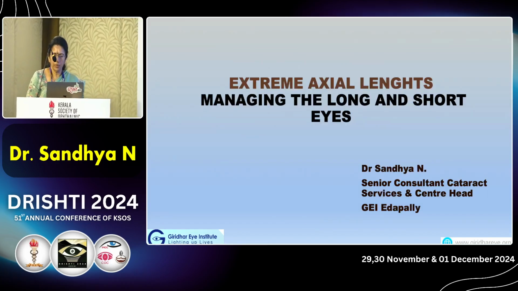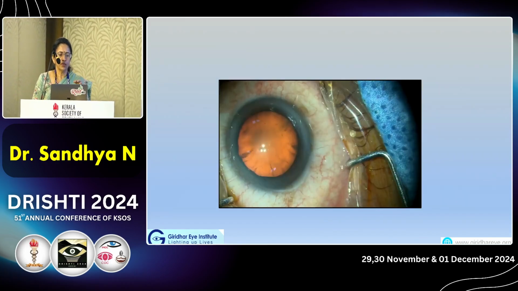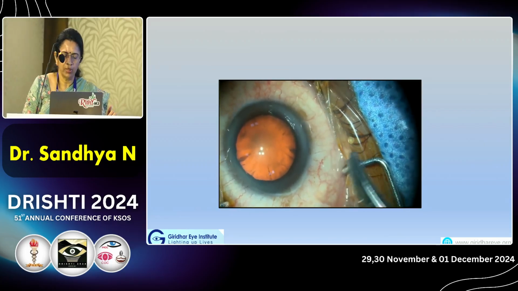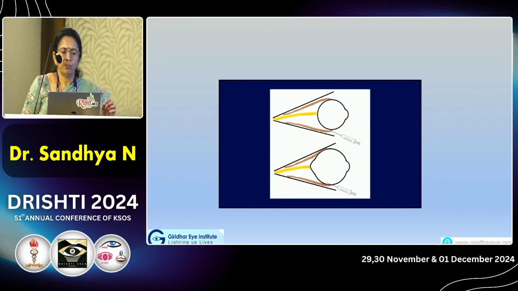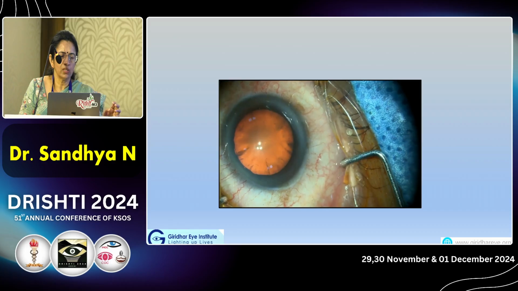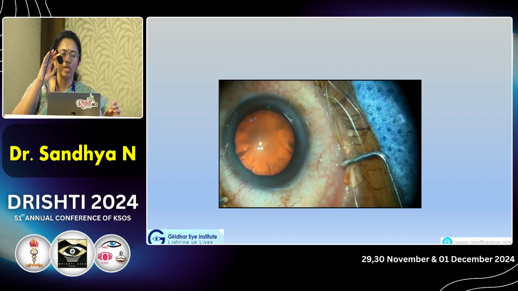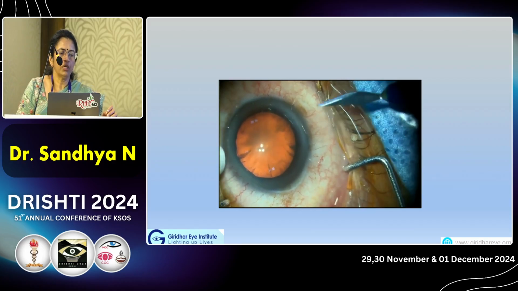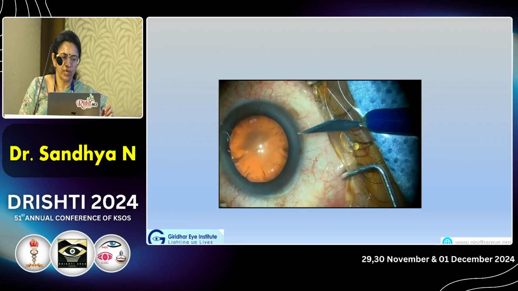Thank you, Vanasri. So long eyes generally refer to eyes longer than 26 millimeter. So it is better to avoid needle anesthesia in these patients because of the increased risk of globe perforation in these long eyes with thin sclera. This patient had an axial length of 27 millimeter and the IOL power was 15 diopters.